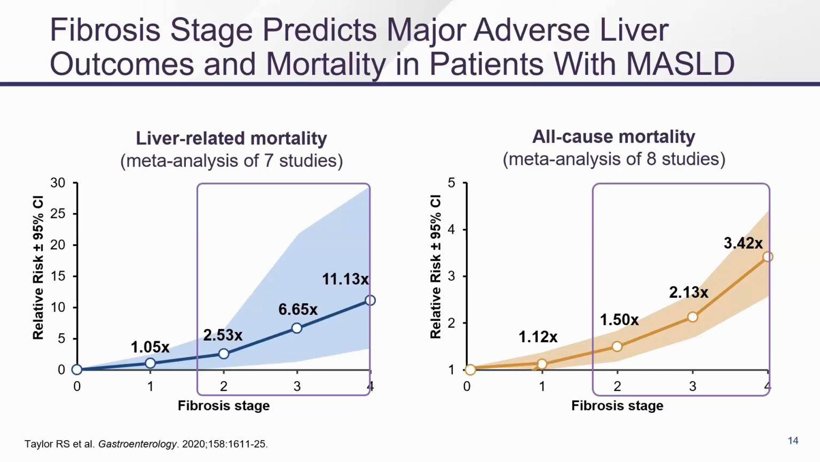These are patients that are entirely asymptomatic. And unless you actively test them for it, you will not know that these patients have early fibrosis and are at a higher risk of liver-related mortality.